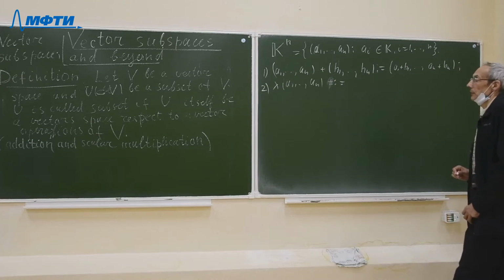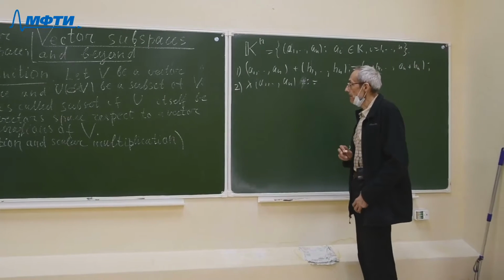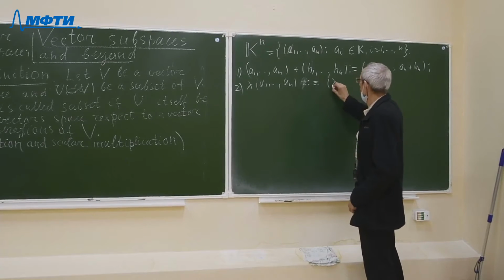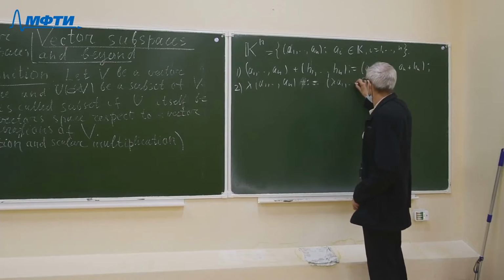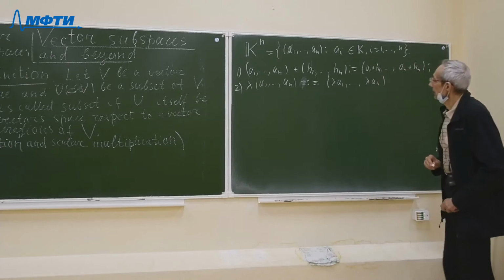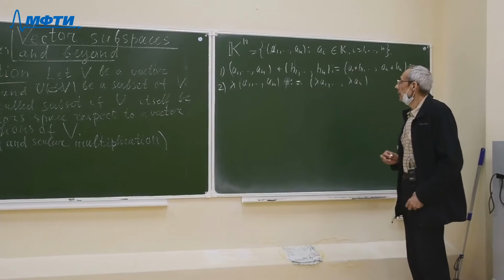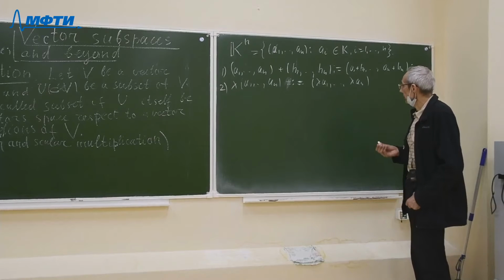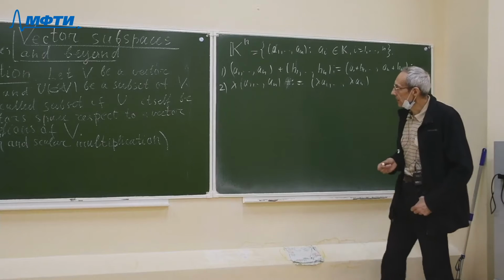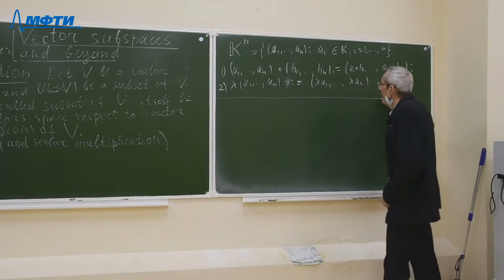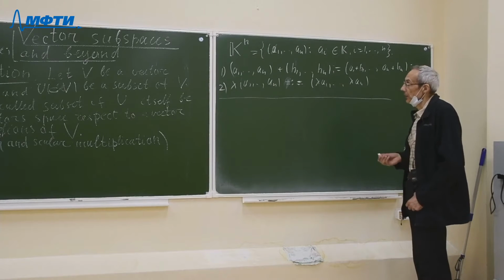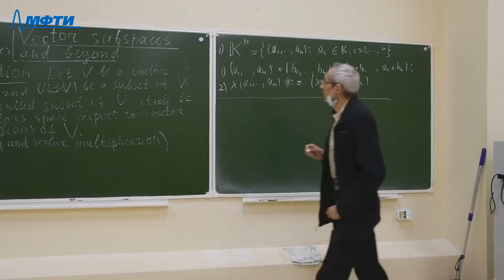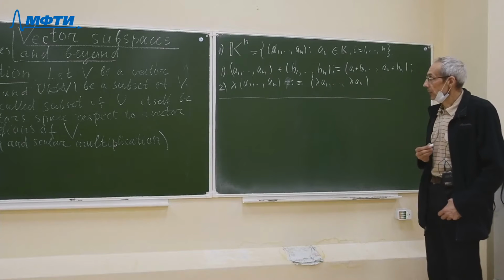the scalar product of this scalar and this vector is the vector, a tuple, whose corresponding element is the product of lambda and the corresponding element of this n-tuple. It is easy to see that in this case we have all 8 axioms, and we checked this assertion before. This is the first, maybe the most important, example of a vector space.